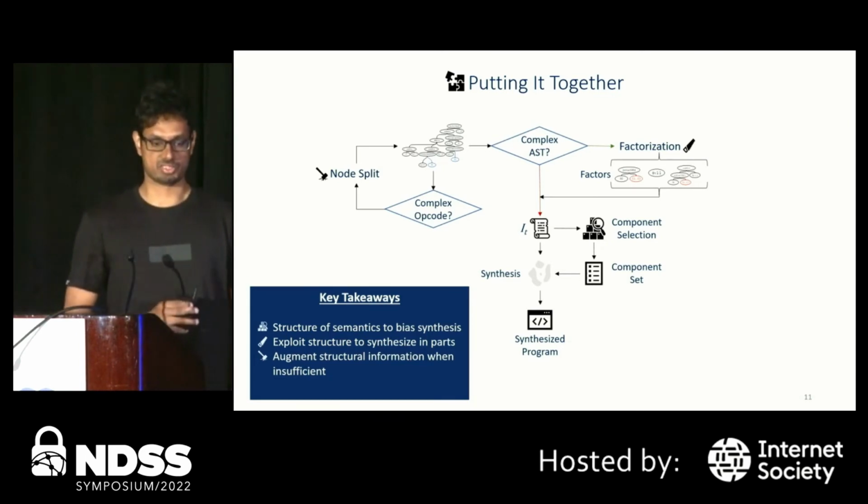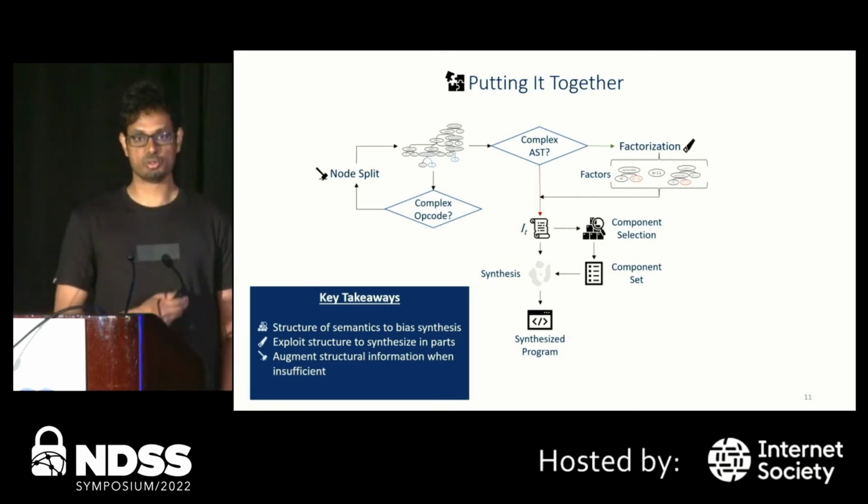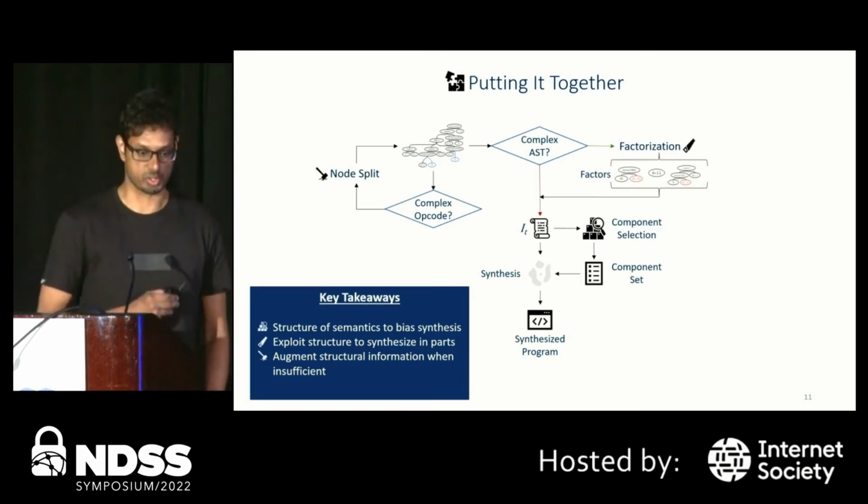And lastly, when structural information is insufficient to exploit the above two strategies due to complex K opcodes, we use expert-written rules to split such nodes into simpler opcodes. And this is done in an ISA agnostic way.